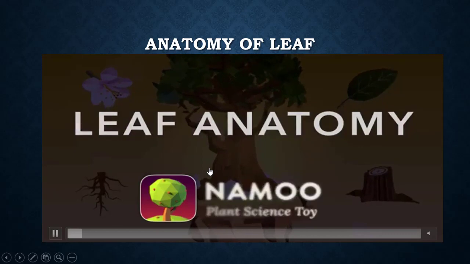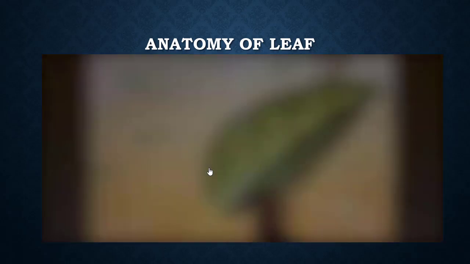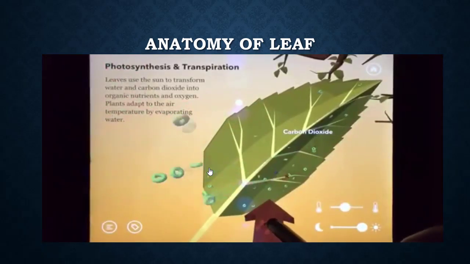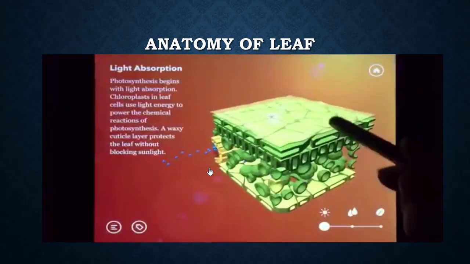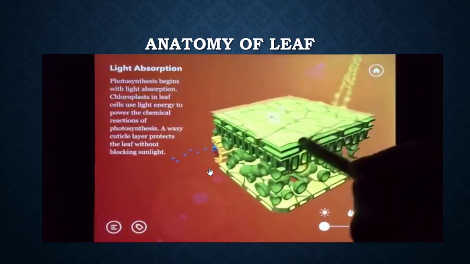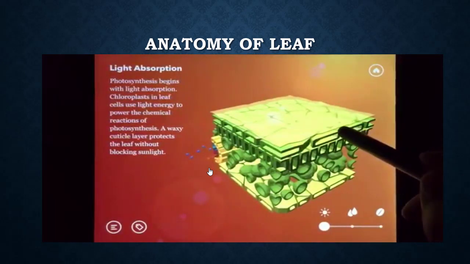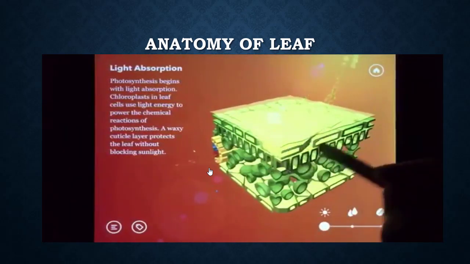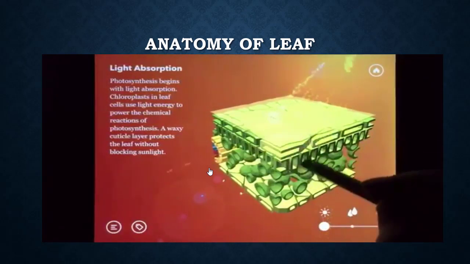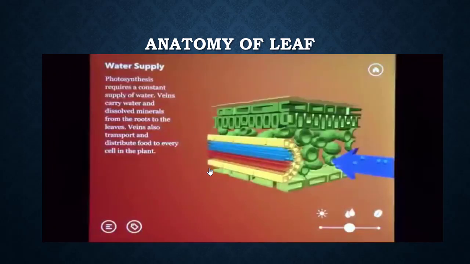Okay, leaf anatomy. What is the anatomy of a leaf? You know about photosynthesis and transpiration, that when carbon dioxide is taken in by a plant, then water molecules are released out. You are seeing the upper side, which has chloroplasts. They are absorbing light. This pointer depicts that sunlight is passing on from above.